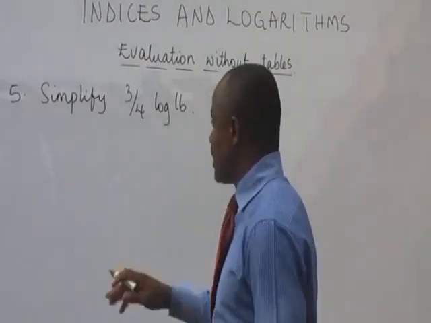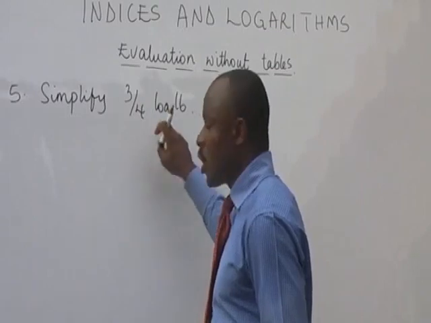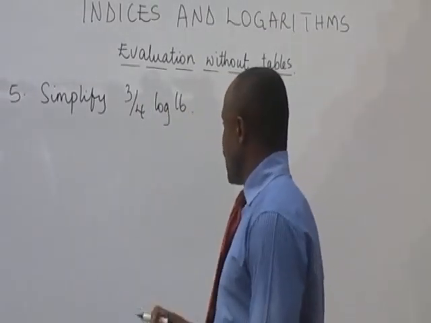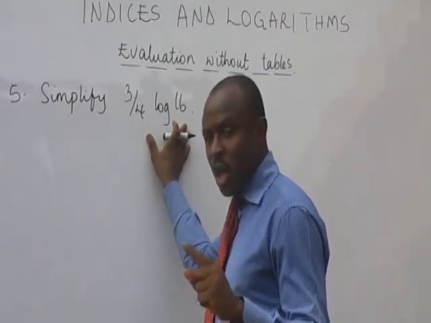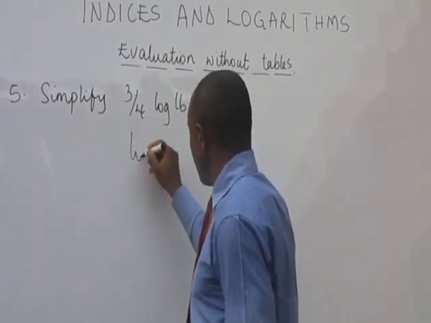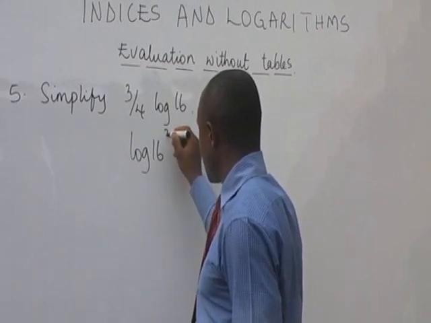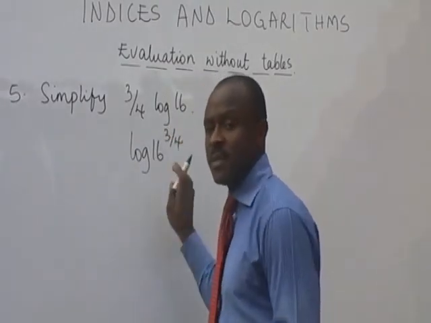Number 5 says simplify 3 all over 4 log 16. The meaning of this, respecting the third law of logarithms, is log of 16 exponent 3 all over 4. That's the meaning of this.